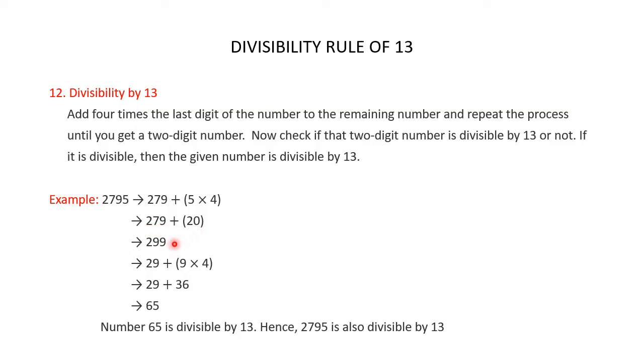Now repeat the process. Here 9 is the last digit and 29 is the remaining digits. Multiply 9 with 4. 9 multiplied with 4 is 36. Add 36 to the remaining digits. So 29 plus 36 is 65. Number 65 is divisible by 13. Hence, the given number 2795 is also divisible by 13.